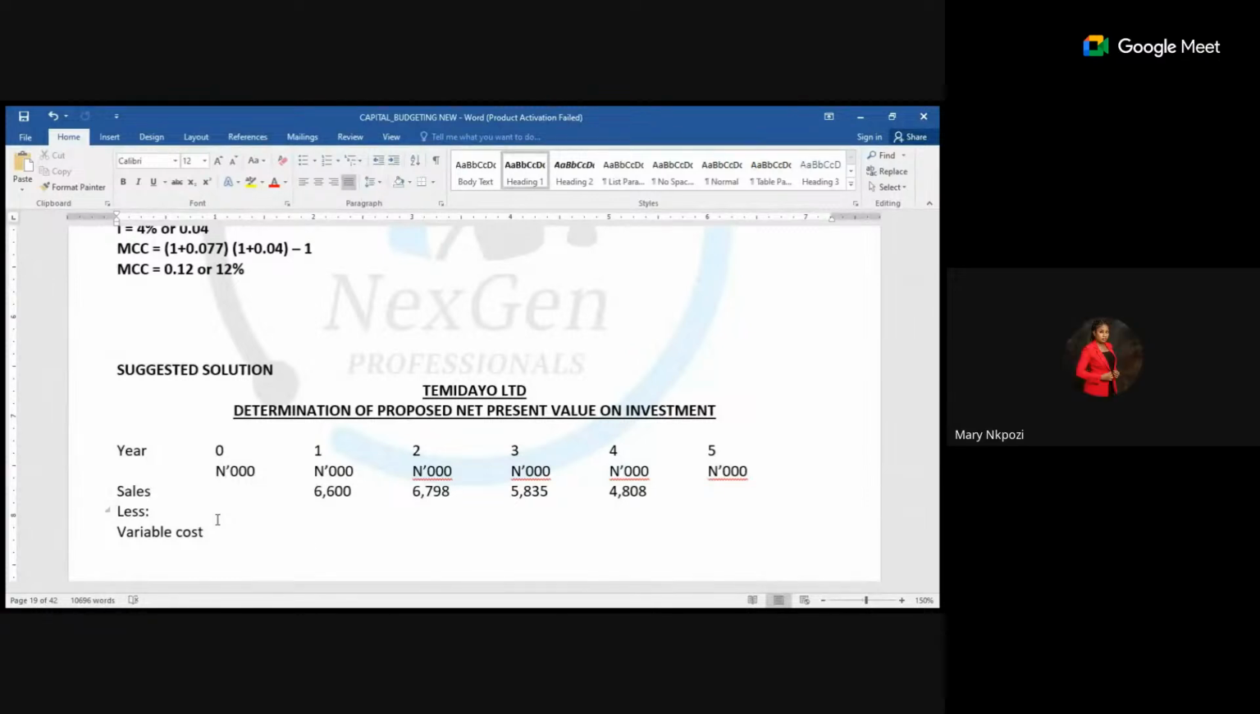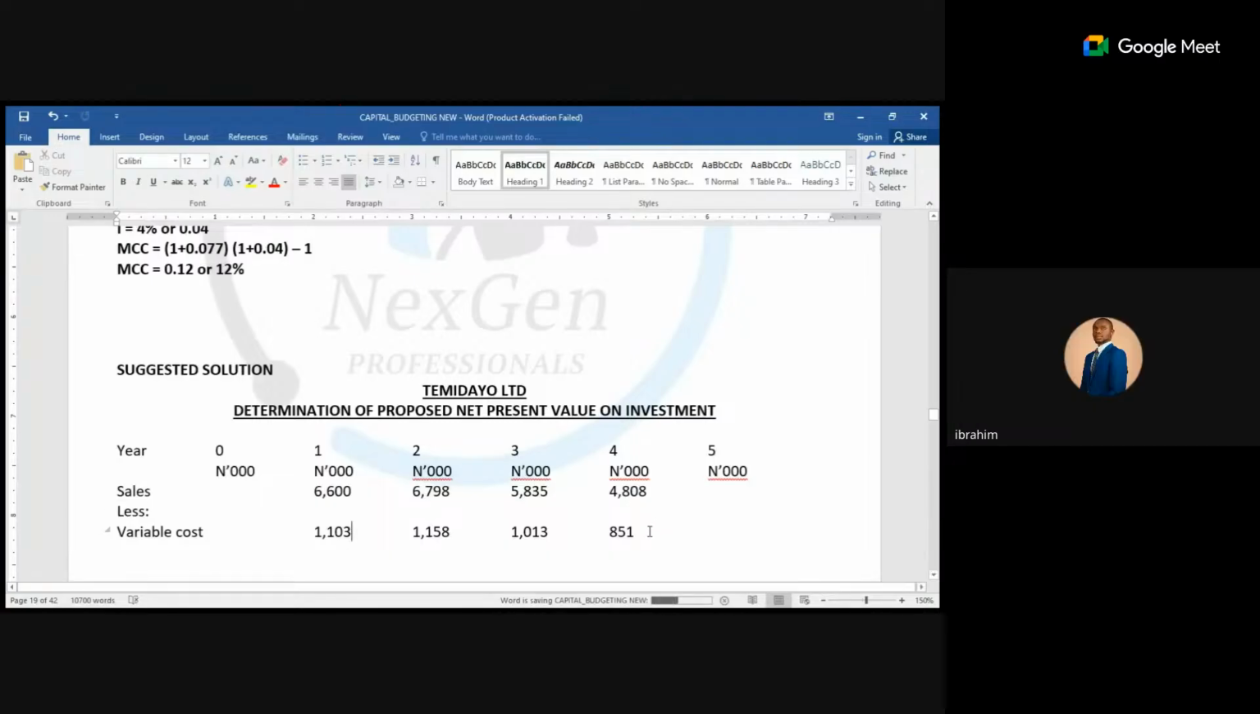1,103. 1,158. 1,013. 851. After variable cost, what do we have again? For the variable cost, year one is 1,103. Okay, that's fine.